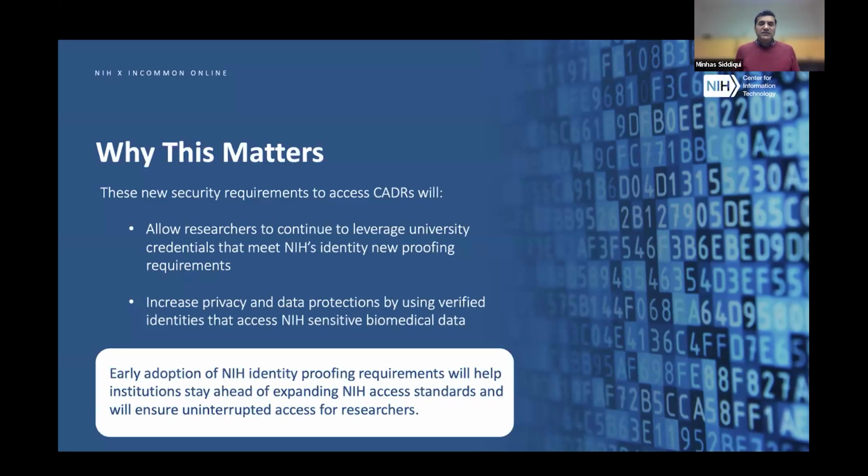Secondly, it ensures only verified identities can access NIH sensitive biomedical data. So strong identity proofing is a foundational control for responsible data sharing. I'll say it again, strong identity proofing is a foundational control for responsible data sharing, especially for NIH. We encourage early adopters to stay ahead of expanding NIH access standards and requirements, avoid last-minute disruptions, and ensure uninterrupted access for their researchers.